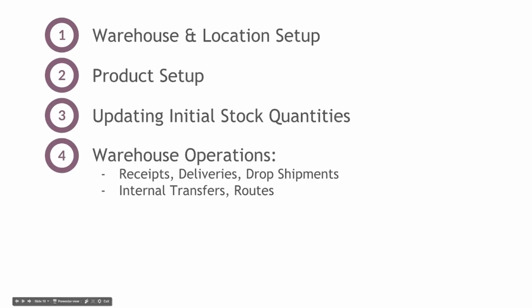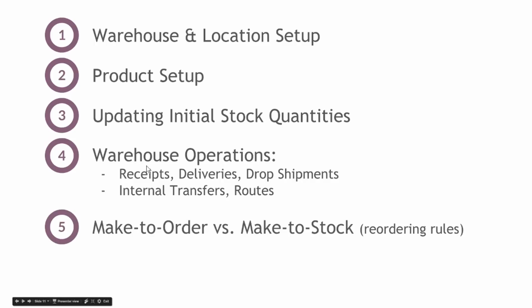After that, we will work our way through all the major daily operations in a warehouse. We'll bring in receipts of products from purchase orders, we'll send out shipments of products as deliveries based on sale orders, and we'll handle drop shipping from vendors directly to customers. We'll also move our inventory internally, and we'll show how products can be pushed or pulled through your internal locations with automation by setting up different routes.